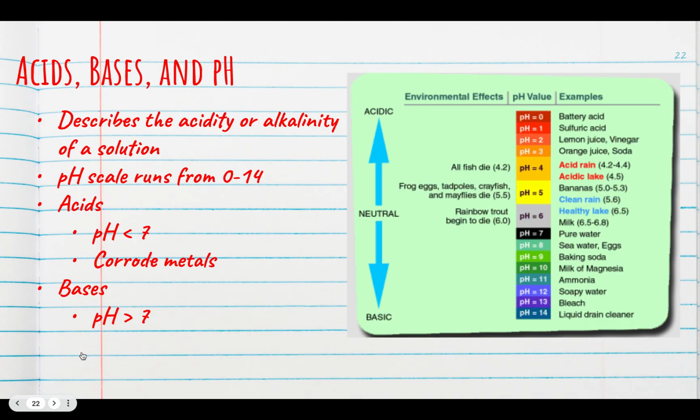Food year round. Acids, bases, and pH. So most of us are familiar with the pH scale. The pH scale, remember, tells us about the acidity or alkalinity of a solution. It goes from 0 to 14. Items on the scale that are less than 7 are acids. Items that are greater than 7 are bases. Some of the characteristics of acids, remember, they're sour if we eat them, but the big thing is they corrode metals.